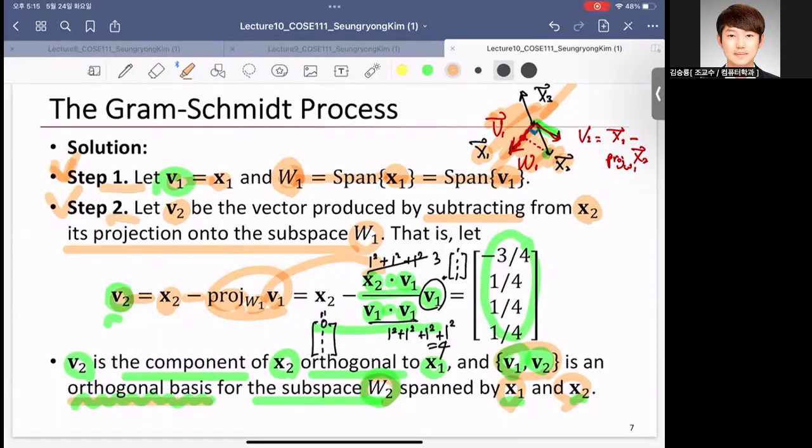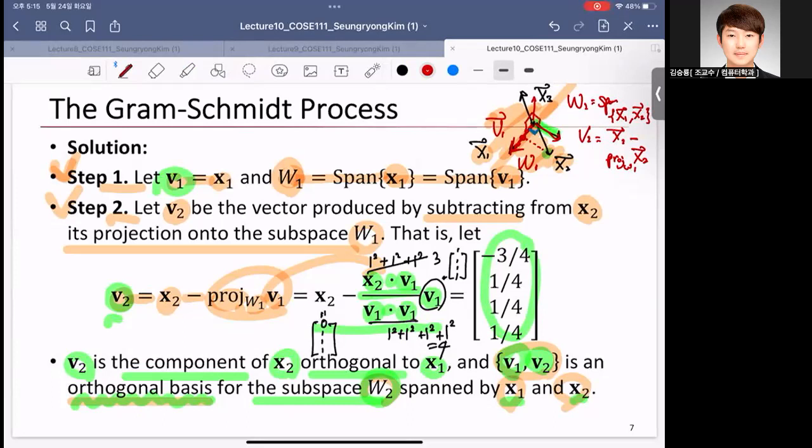Anyway, this plane was W2, which is spanned by x1 and x2, and v1 and v2. So from x1 and x2, we already found v1 and v2, which are orthogonal to each other, right? Next step is we have to find a new vector v3. Maybe it should be orthogonal to v1 and v2.